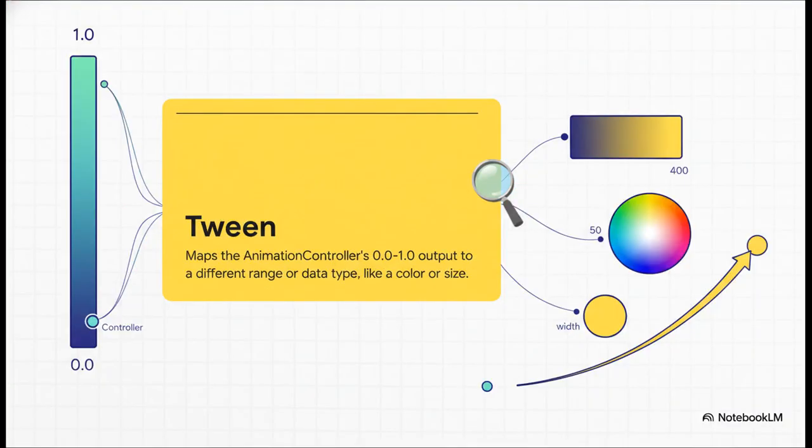Okay, so the controller gives us this raw power, this number between 0 and 1. But what do you do with that, right? What if you need to animate something from, say, 50 pixels wide all the way to 400? Well, that's exactly what a tween is for. It defines the path. It takes the controller's simple 0 to 1 output and maps it to any range you need, whether that's a size, a color, or even an angle of rotation.